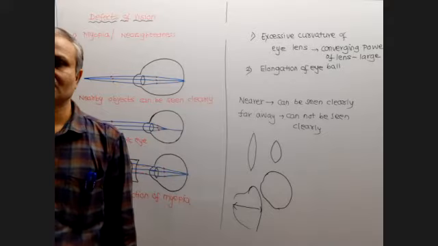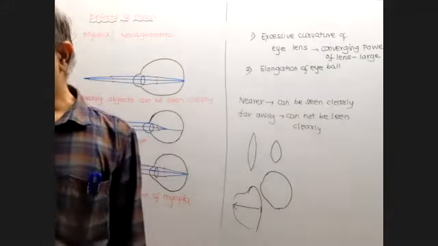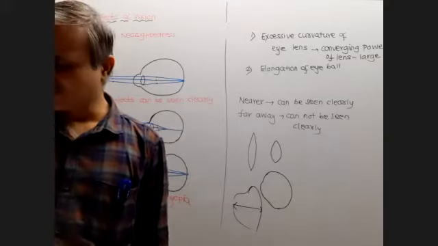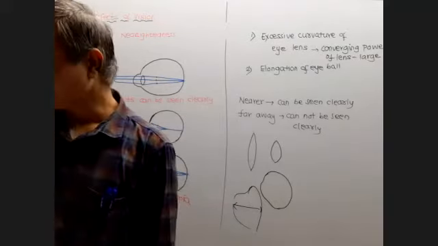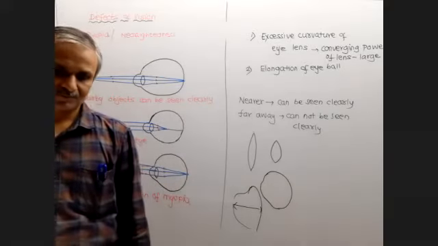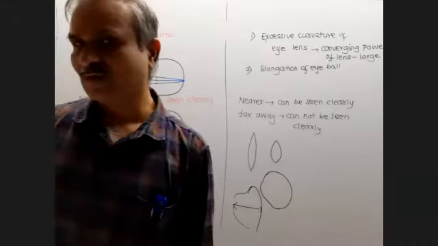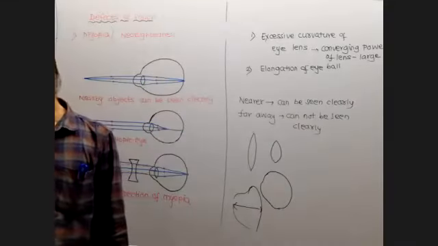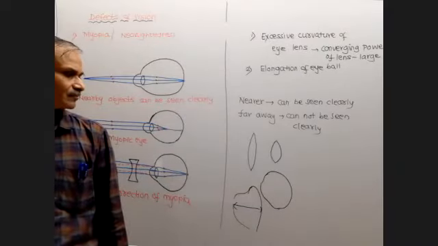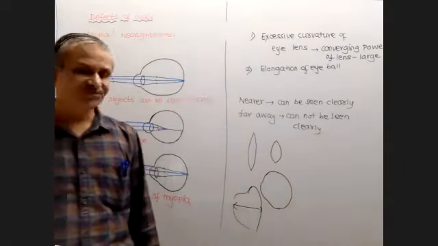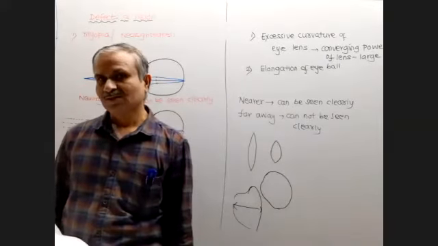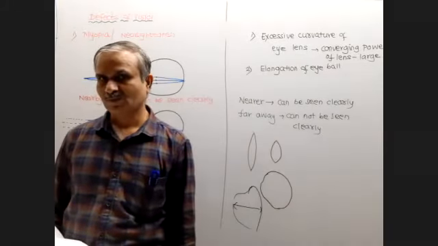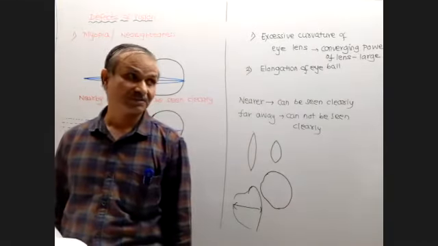Can you repeat once, sir? Okay. The process of focusing the eye at different distances. It's called accommodation.